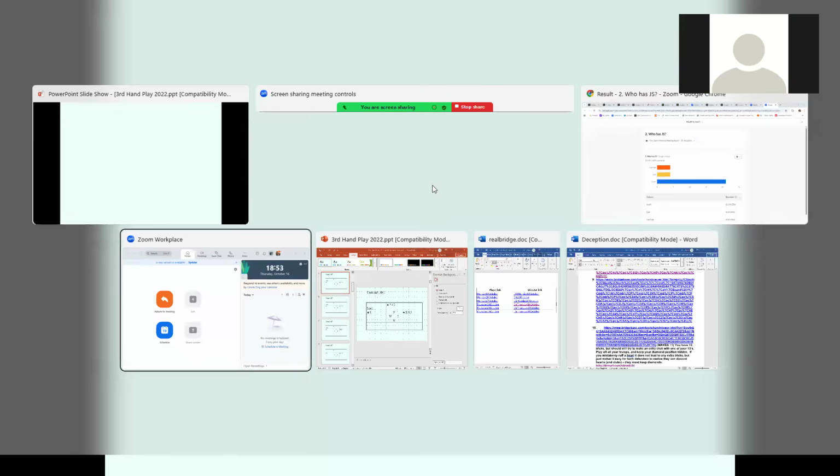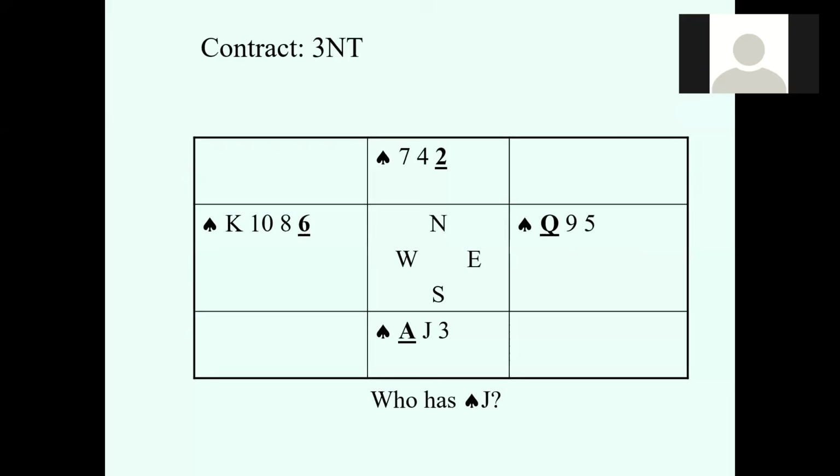Is West wise to lead away from the king? Normally, it's not a favourite lead of mine.